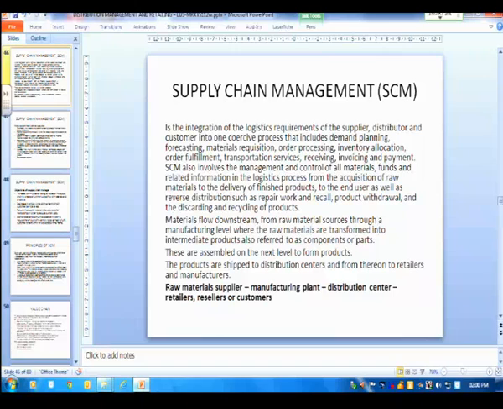Materials flow downstream from raw material sources through a manufacturing level where the raw materials are transformed into intermediate products, also referred to as components or parts. These are assembled on the next level to form products. The products are shipped to distribution centers and from there on to retailers and manufacturers.